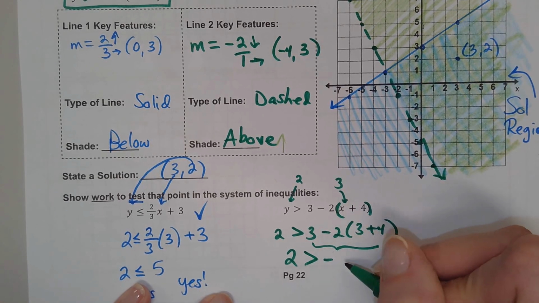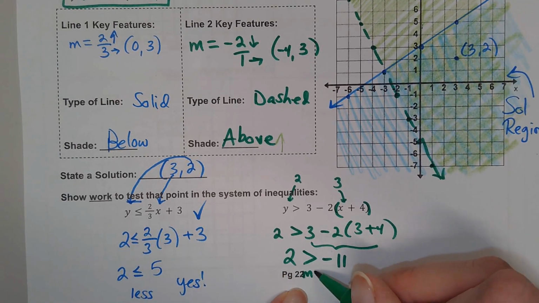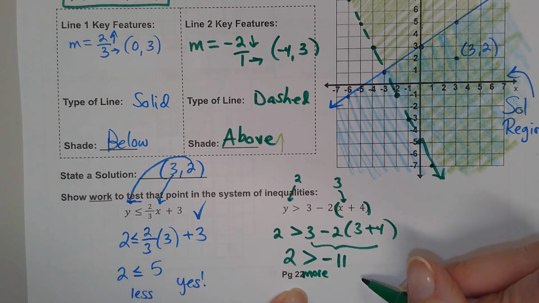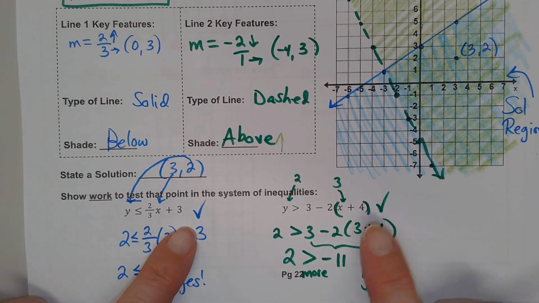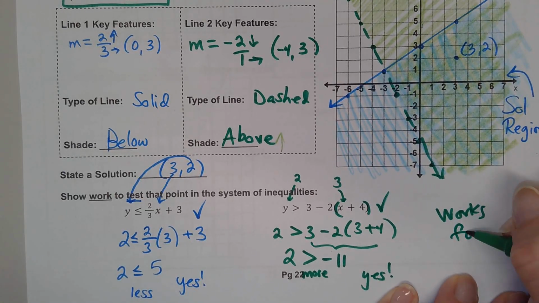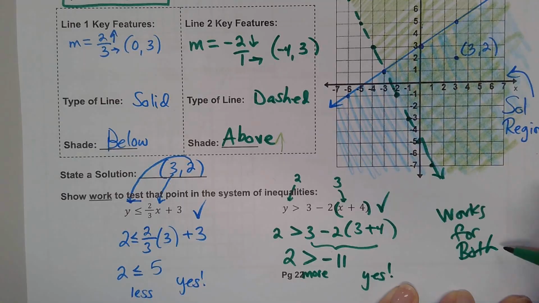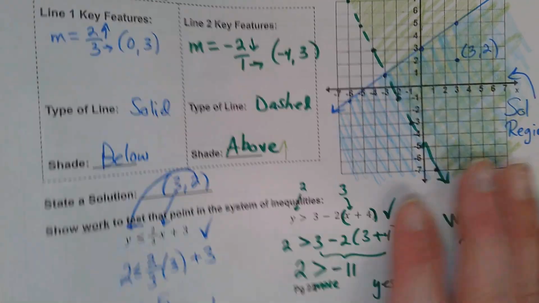We have a negative 11. Is 2 a positive more than a negative? And the answer is yes. It worked for both, okay? It works for both, and that makes it a solution to the system. Let's keep going.